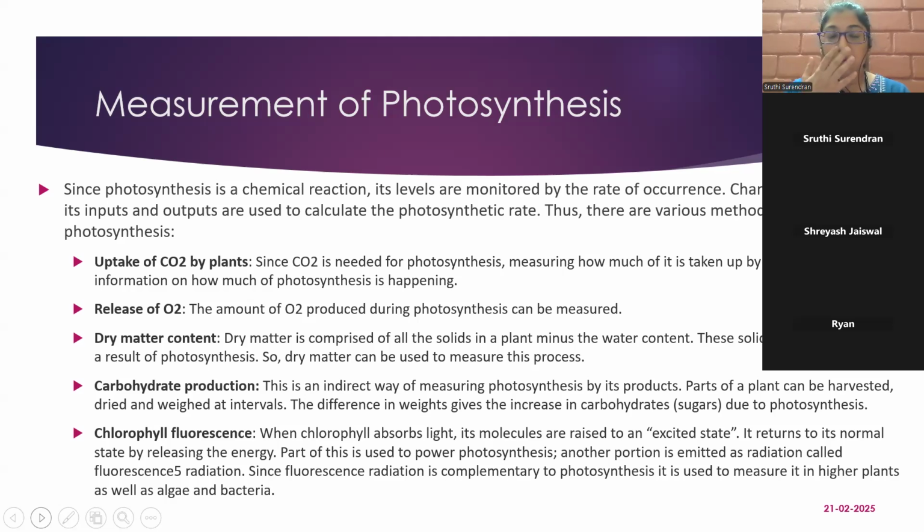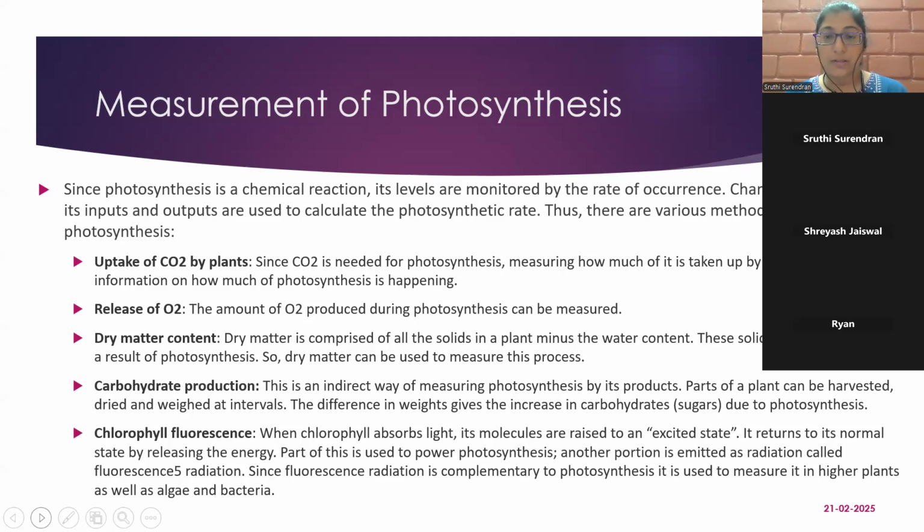The rate can be measured in terms of how much carbon dioxide is taken up by the plants. If you keep a leaf inside a chamber and measure the carbon dioxide before the leaf and after the leaf, we can see that the carbon dioxide is less because some of it is taken up by the plant. So if we measure the carbon dioxide taken up by the plant, we get the information about the photosynthetic rate. Another way to get information regarding the photosynthetic rate is by accounting for how much oxygen has been released. From that information also we can measure the photosynthetic rate.